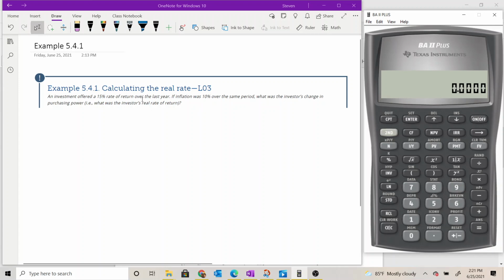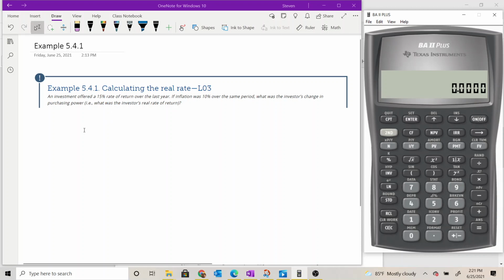So that's what this problem is getting at. We want to add in another layer here of not only what is our return on this investment, but then what happened to price levels over that same period. And so what was the actual change in purchasing power? How much more stuff could we buy, considering both the rate of return on the investment and the change in prices over the same time period?